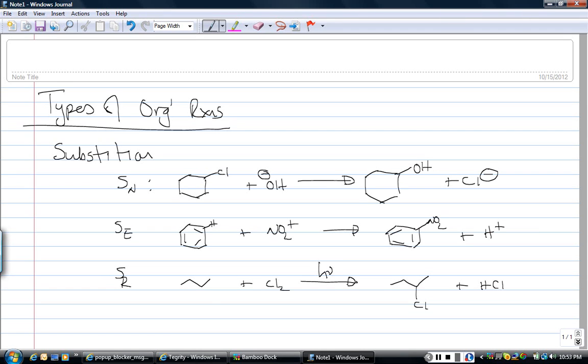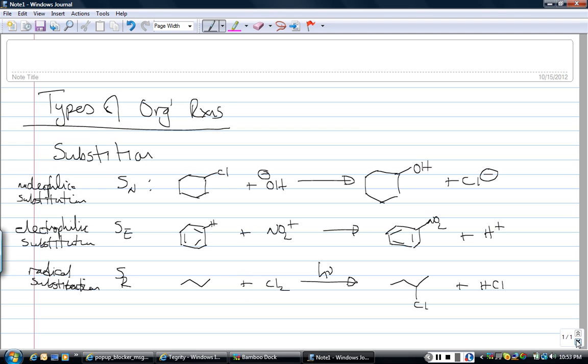So this is nucleophilic substitution, this is electrophilic substitution, and this is radical substitution, because the reactions go via nucleophiles here, electrophiles here, and free radicals here.